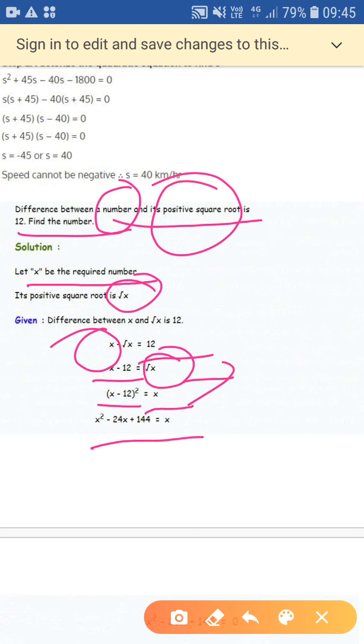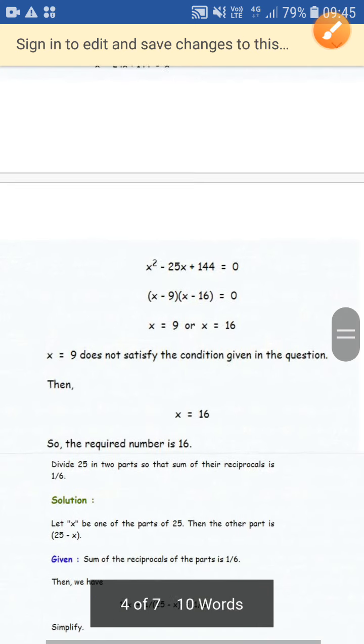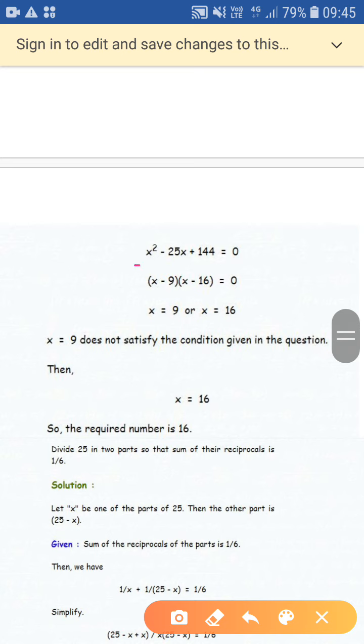Now collecting the like terms, we expand it by using the identity (a minus b) whole square. It gives us three terms: a square, b square and minus 2ab. So x square plus 144 minus 24x equals x. Now collecting the like terms, we have x square minus 25x plus 144.